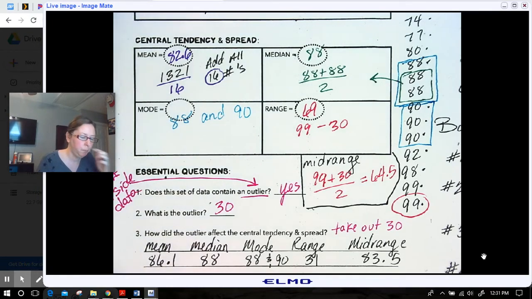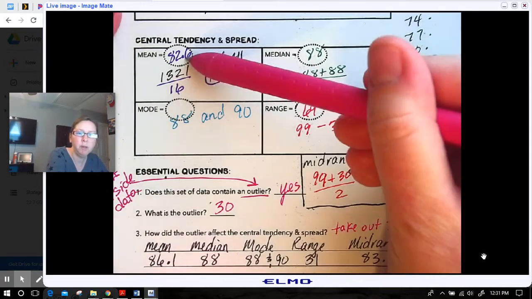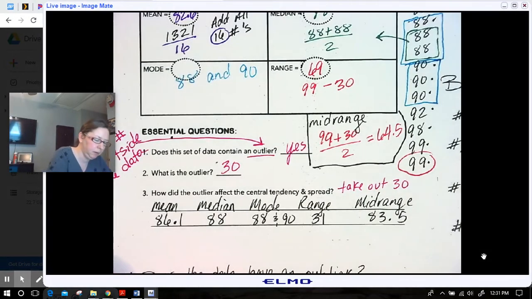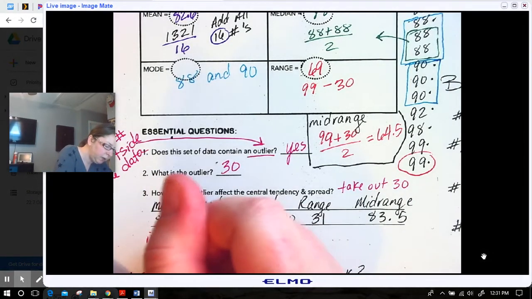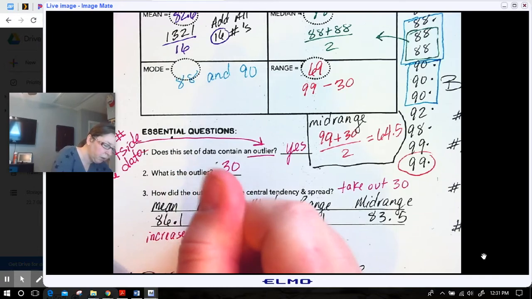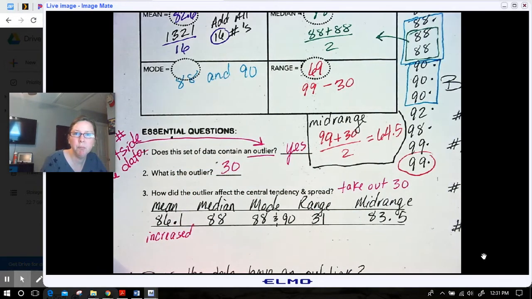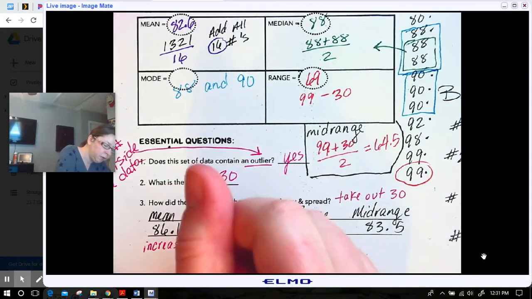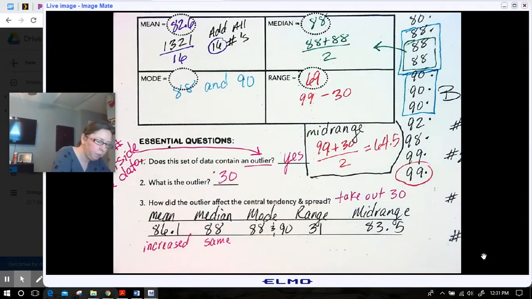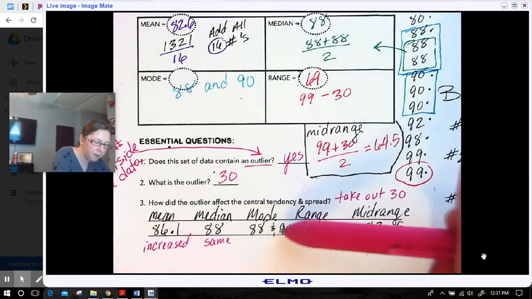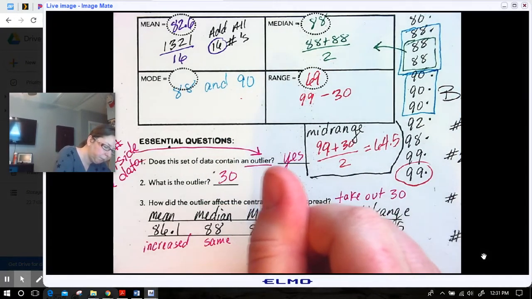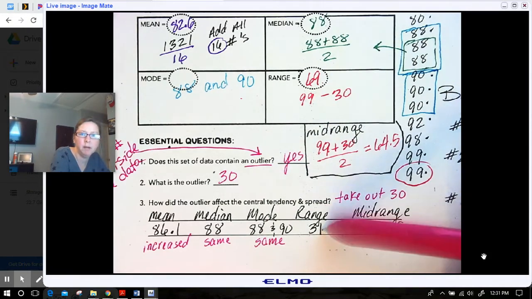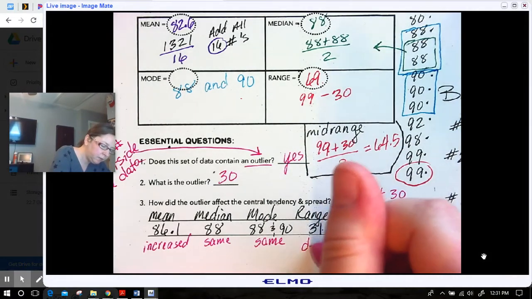Okay, so mean from 82.6 to 86.1, what happened? And the mean increased. What about the median number, the middle number? It was 88 and now it's 88, so it's the same. The mode stayed the same. The range went from 69 to 31. It decreased.